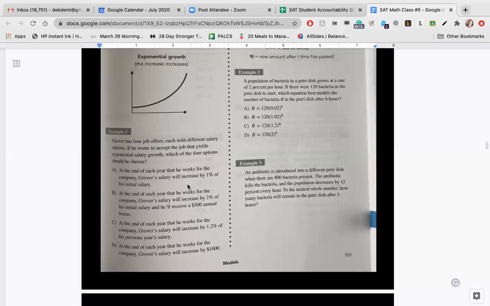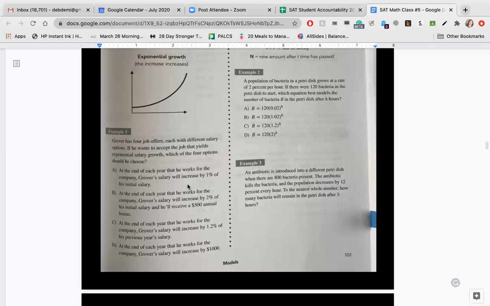Okay, you guys still working through it? All right, so Grover has 4 job offers, each with different salary options. If he wants to accept a job that yields exponential salary growth, which of the 4 options should he choose? A: at the end of each year that he works for the company, Grover's salary will increase 1% of his initial salary. That's not nice, because it's not growing faster. Every time they're going back to that initial salary and giving you 1%. You started at 20,000 and you're still getting the same 1%. Okay, so let's cross that one off.